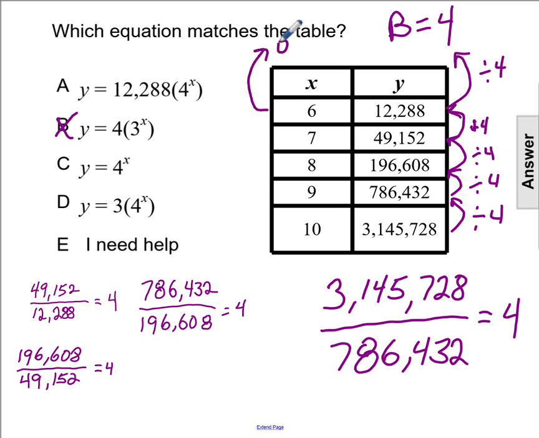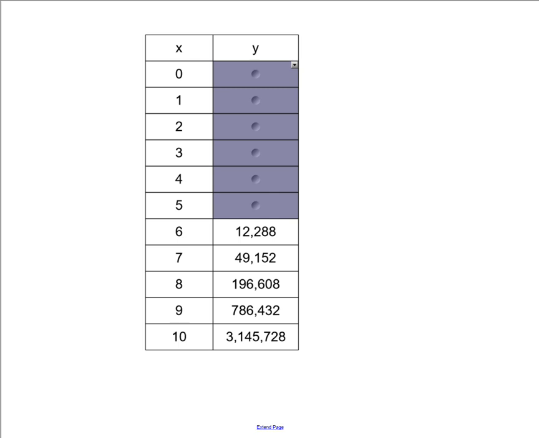And I created a table which shows us that. So here we have our table, and what I do is I take 12,288, divide that by 4, gives us 3,072. Divide that by 4, and we have 768. Divide that by 4, we have 192. Divide that by 4 again, we have 48. Divide that by 4 again, we have 12, and 12 divided by 4 is 3.